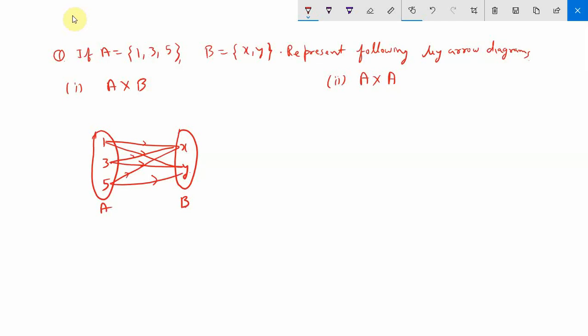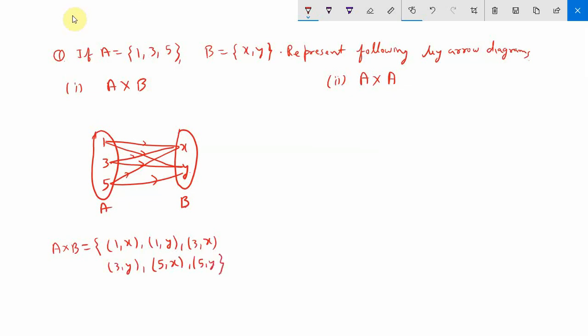And if we write the ordered pairs, A into B is equal to, see, first one (1, x), (1, y), then with 3, (3, x), (3, y), then with 5, (5, x) and (5, y). So 6 elements we are getting.